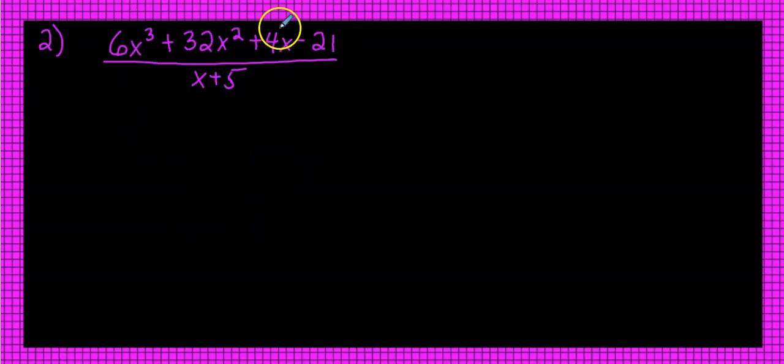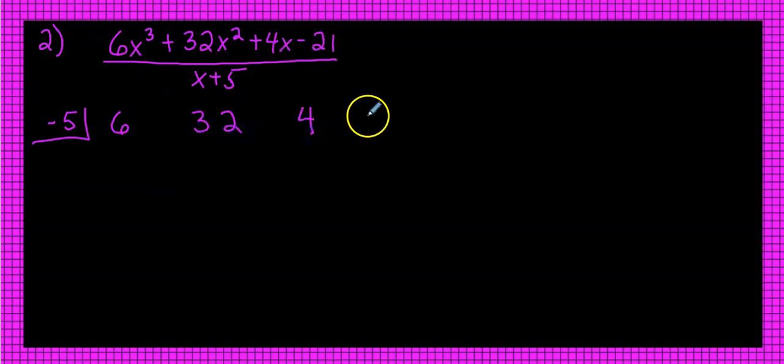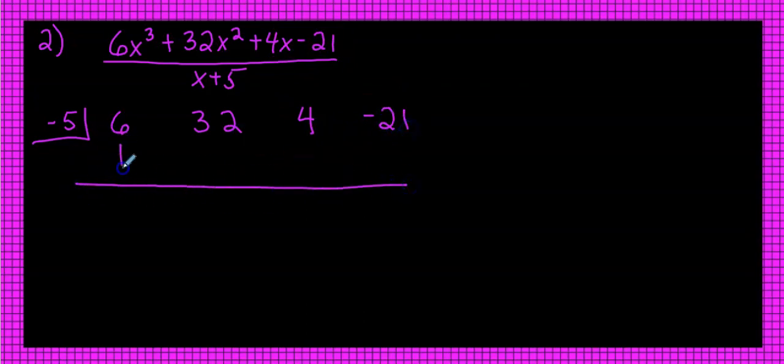We have a 3, a 2, a 1, and a constant, so we don't need any placeholders for this or the factor. So my root is a -5, and my coefficients, I'm going to list those. Don't forget this -21. Drop that 6 down and start multiplying and combining. This is -30. Combine these, that's a 2. This is going to be -10.